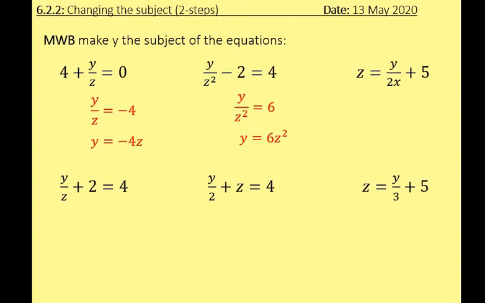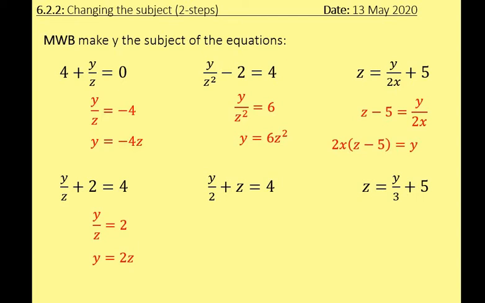Next, we are going to subtract the 5 from both sides to give us z subtract 5 equals y over 2x. And then we need to multiply both sides by 2x, but remember the whole of the left-hand side needs to be multiplied by 2x, so we will use brackets here to give us 2x all times by z minus 5 equals y. In the next example, we are going to start by subtracting 2 from both sides to give us y over z equals 2, and then we will multiply by z on both sides to give us y equals 2z.